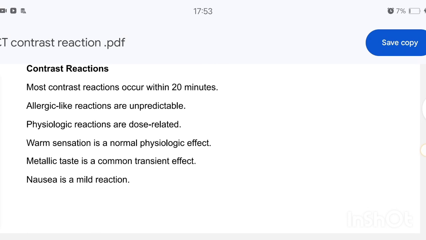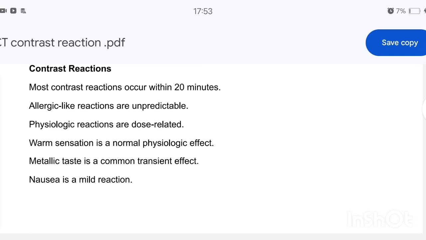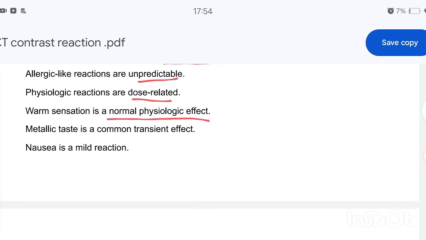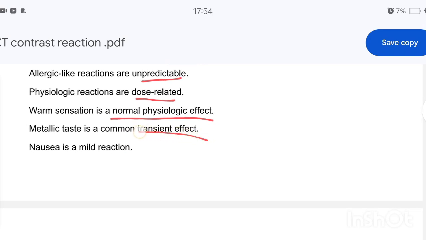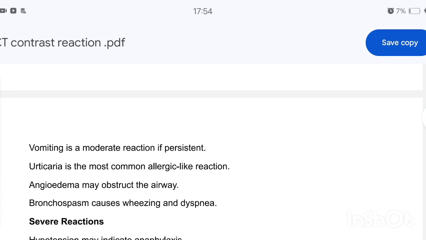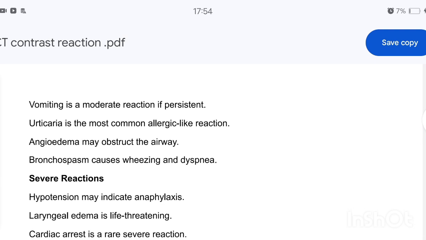Now we discuss contrast reactions. Most contrast reactions occur within 20 minutes. Allergic-like reactions are unpredictable. Physiologic reactions are dose-related. Warm sensation is a normal physiologic effect. Metallic taste is a common transient effect. Nausea is a mild reaction. Vomiting is a moderate reaction if persistent.